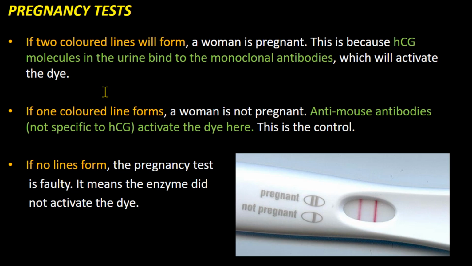If 1 colored line forms, a woman is not pregnant. Anti-mouse antibodies, which are not specific to HCG, activate the dye here. This is the control. And if you get no lines forming, that means the pregnancy test is faulty. It means that the enzyme did not activate the dye at all. It means that you probably have to buy a next pregnancy test.